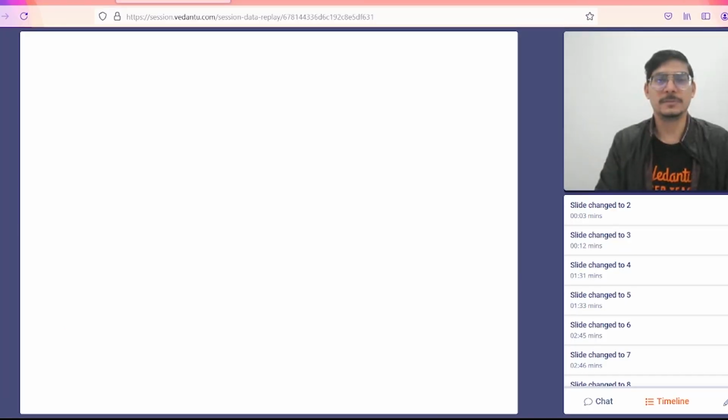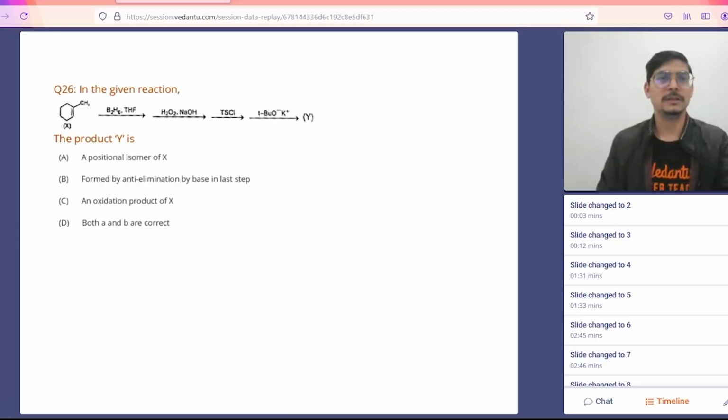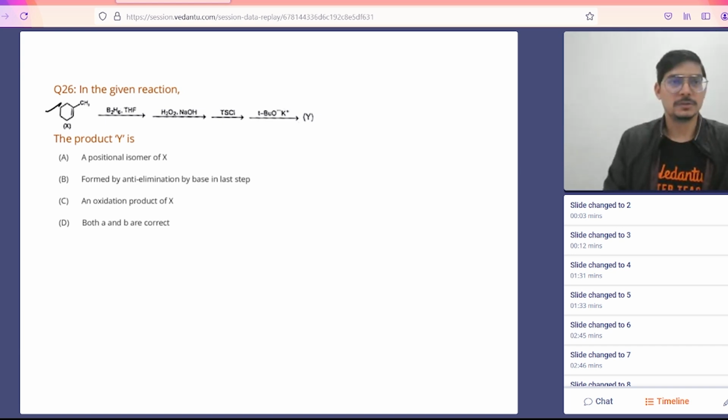Welcome to the solution of the chemistry section of this paper. Let's start with the first question. There is a molecule. The reaction is hydroboration oxidation, in which we have reacted this molecule. Then the reaction is with tosyl chloride, and then the last reaction is with tertiary butoxide.